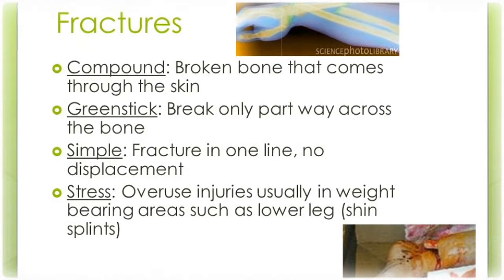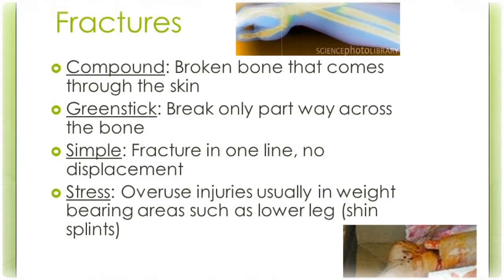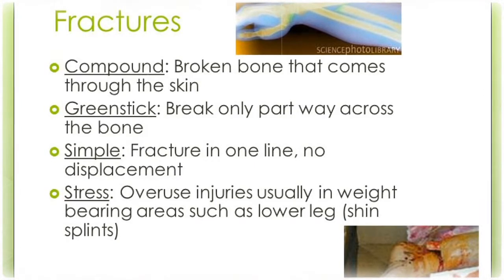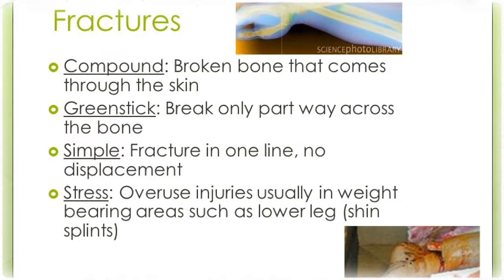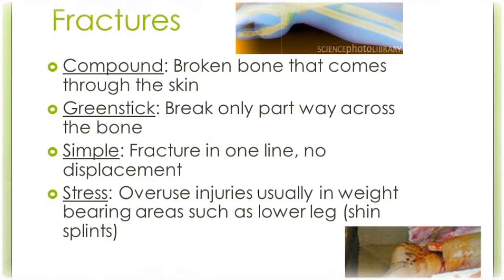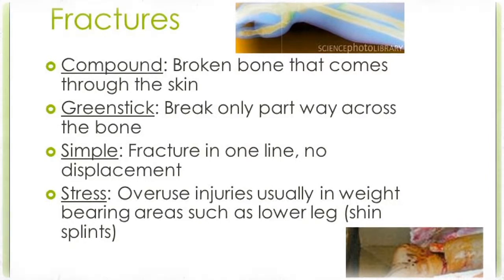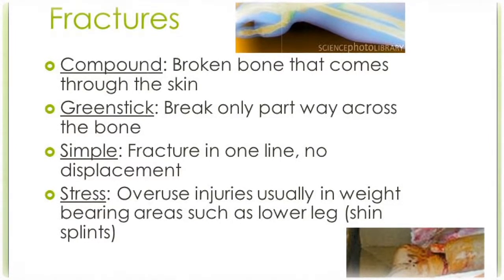Green stick fractures are common in young children. This is where the bone bends on one side and breaks on the other. Simple or closed fractures are where the bone does not break the skin. And stress fractures are injuries commonly caused through overuse. This is where a small crack forms in the bone.